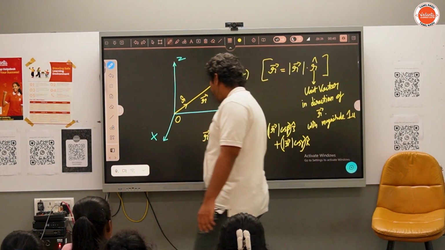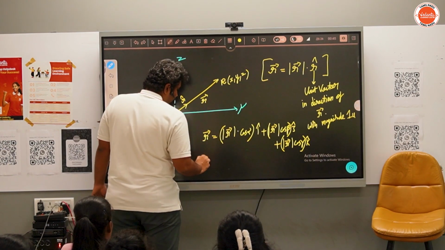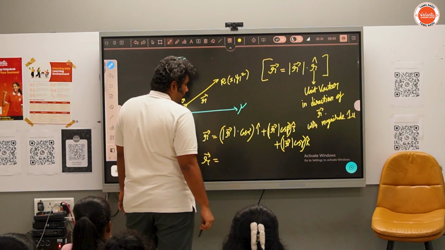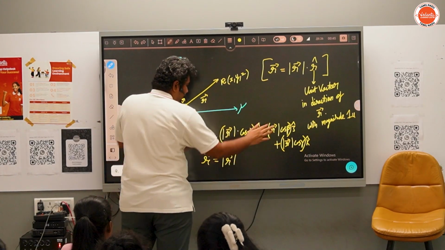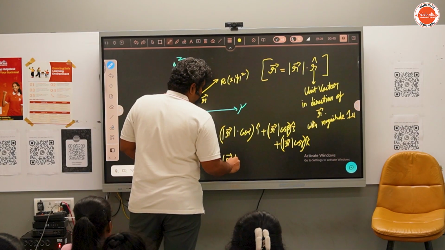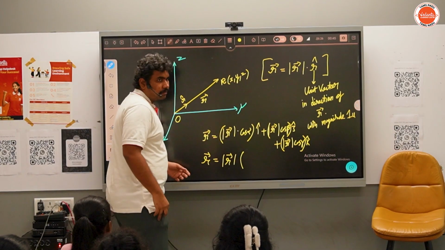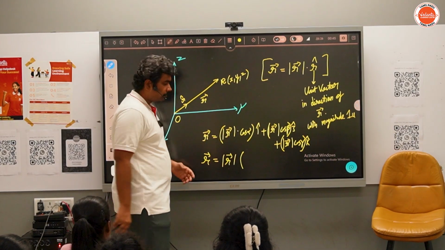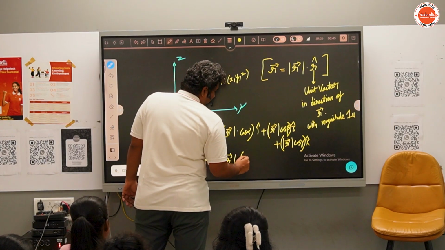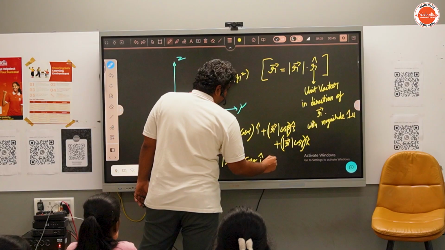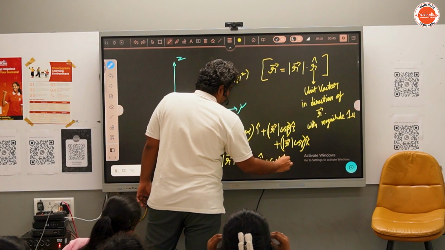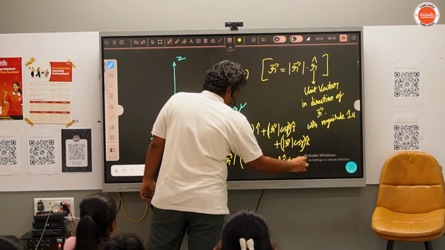Okay, so in that case what can I say? R vector, so I will just take it to the other side, modulus of R vector, we can just take it as a common factor outside. Since it is a scalar, we can just take it outside as a common factor. So what do we have inside? Cos alpha i cap plus cos beta j cap plus cos gamma k cap.